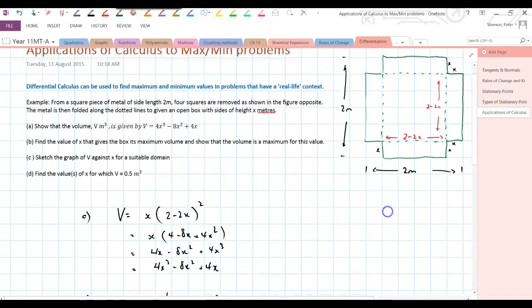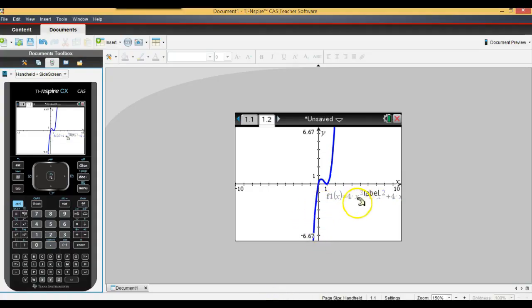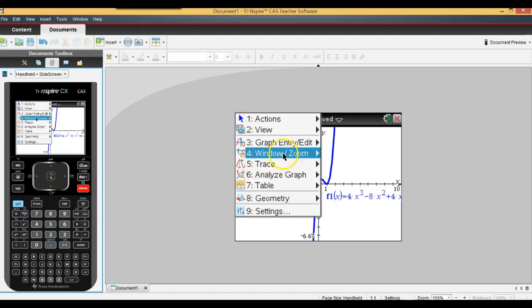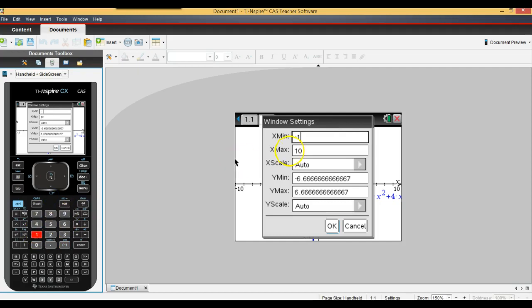Okay, so part C is sketch the graph of V against X for a suitable domain. So let's get the calculator out, punch in 4x cubed minus 8x squared plus 4x. We get this. Now the suitable domain is between 0 and 1. Remember, these are my values of x. So there's no point going any higher than 1. We need to change our window. It doesn't make sense to go any lower than 0, but I like to see the axes, so we'll go to -1, up to 1.5, so we can see a little bit of progression there.